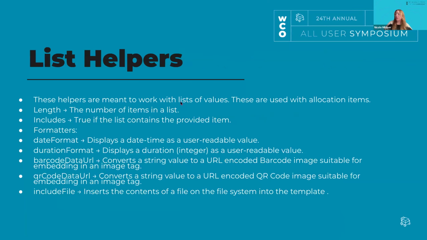Next, we're going to go through the list helpers. These are meant to be used with lists of values, specifically with allocation items. In this list, you'll see we have 2 main helpers, which are length and includes. Length will be the number of items in a list, while includes is used to check if a list contains a provided item. Additionally, there are also some formatters. These can be used to assist with the list of values.